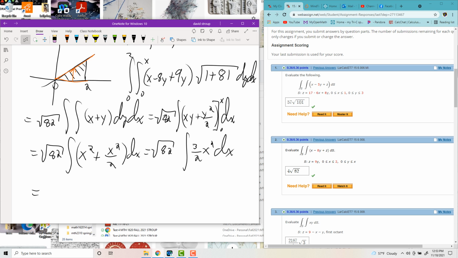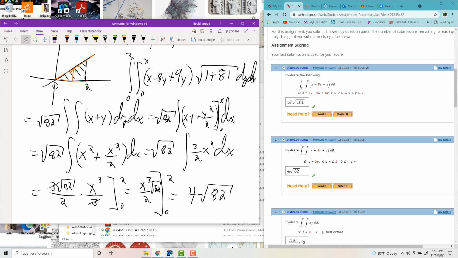You can factor out the 3 halves, you get 3 square root 82 all over 2, and then I have to integrate x squared, so that's going to be x cubed all over 3 from 0 to 2. The 3's cancel. I'll have x cubed all over 2 from 0 to 2. And I still have a square root 82 floating about. And then 2 cubed is 8. 8 divided by 2 is 4. So I'm getting 4 square root 82.